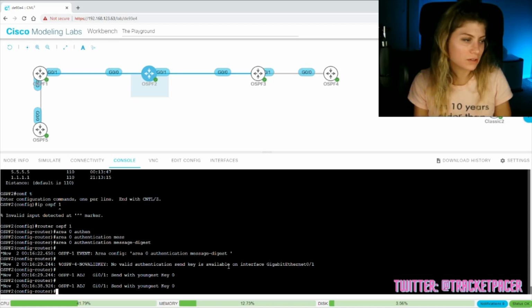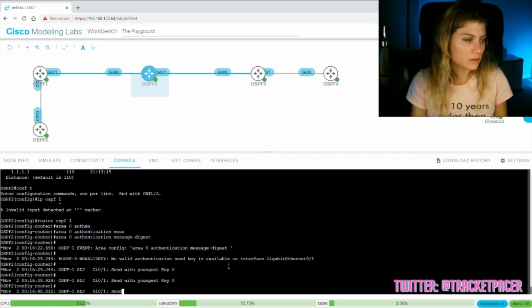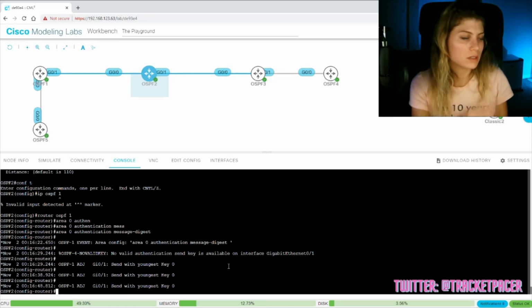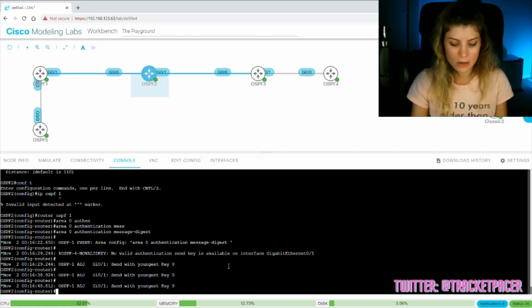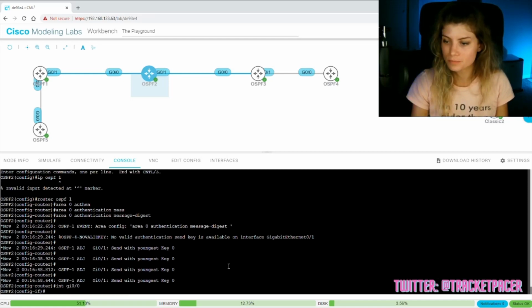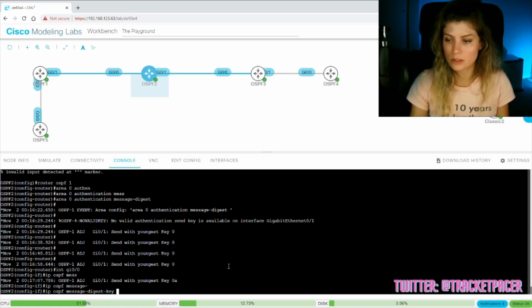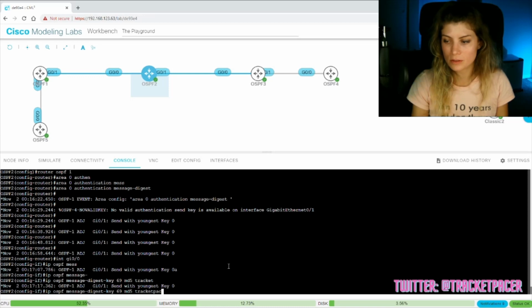Whoops. I definitely should have. Let's see what happens when I do. Let's see, I can generate a key on the interface. MD5 password. Okay, so actually, interface Gi0/0, ip ospf message-digest-key 69 md5 pacer.